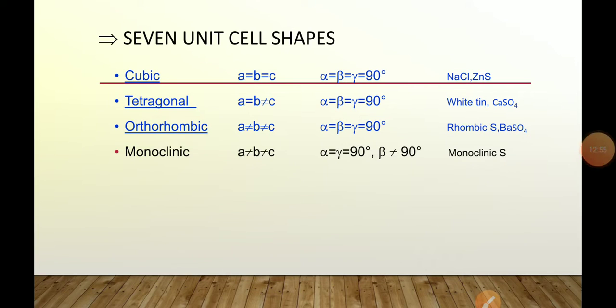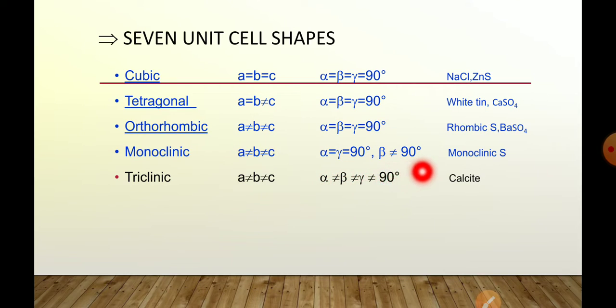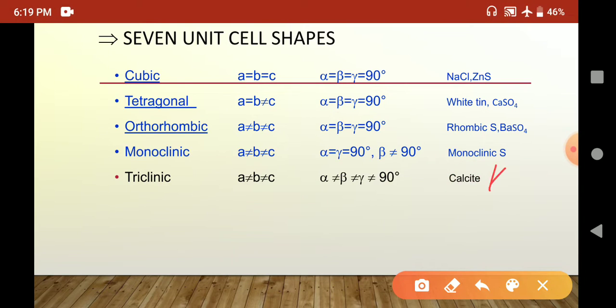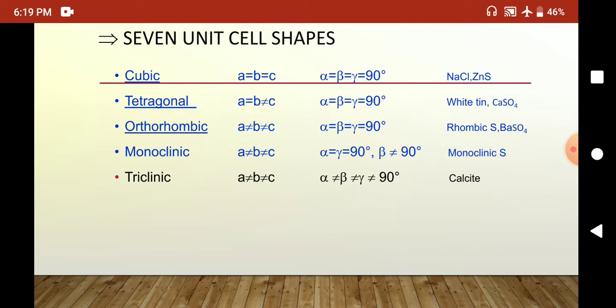Okay, next type of unit cell is triclinic. In triclinic, all the sides are different and alpha, beta, gamma are not equal to 90 degrees. Examples are calcite or K2Cr2O7, K2Cr2O7, or copper sulfate is also an example.